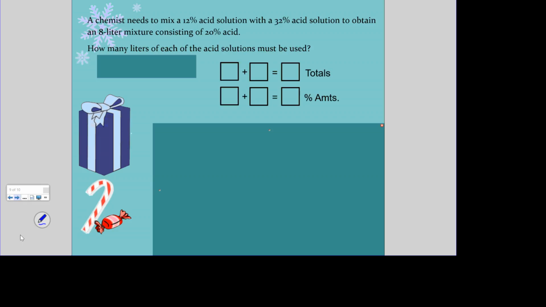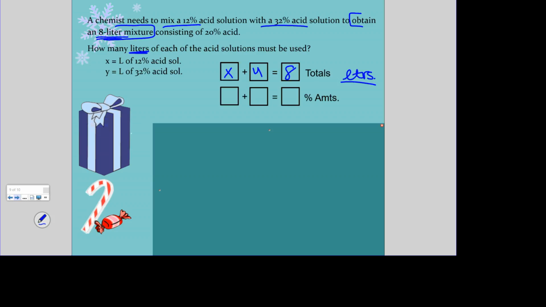Well, the how many liters tells you the units for your totals equation. So when you're setting up your variables, we're trying to mix a 12% with a 32%. One variable should represent the amount of liters at 12%, and the other variable should represent your amount of liters at 32%. So I've named X as the liters of 12% acid solution and Y as my liters of 32% acid solution. We are trying to obtain, which means to get, to end up with an 8-liter mixture. Well, right there is the total liters we want to end up with.